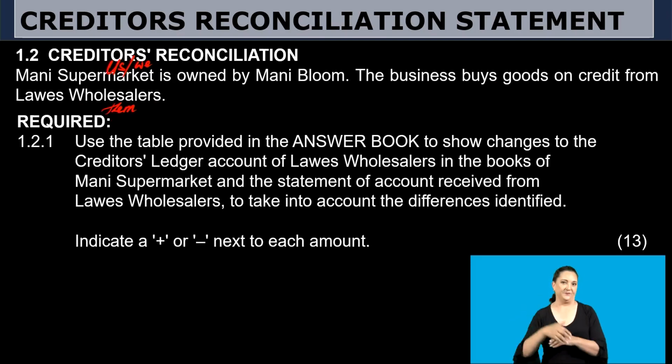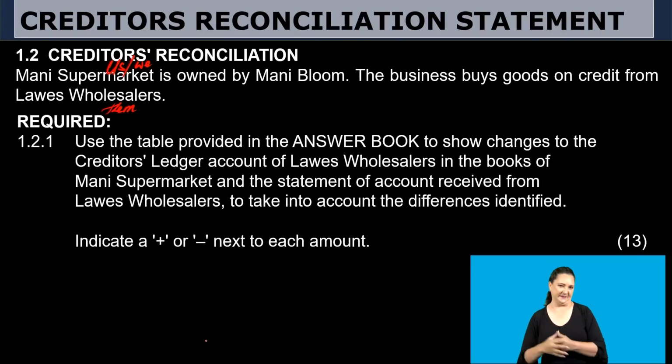You will see when I explain this activity, I'm going to be using words such as us, we, and them, so that you get to understand who made an error, who did not record. And then required, very key, that when you do your reconciliations, understand the demands of the examiner.